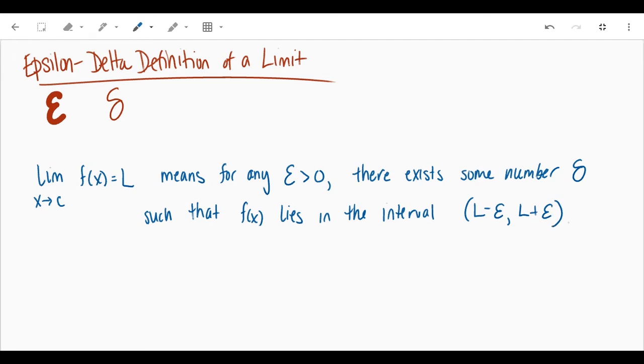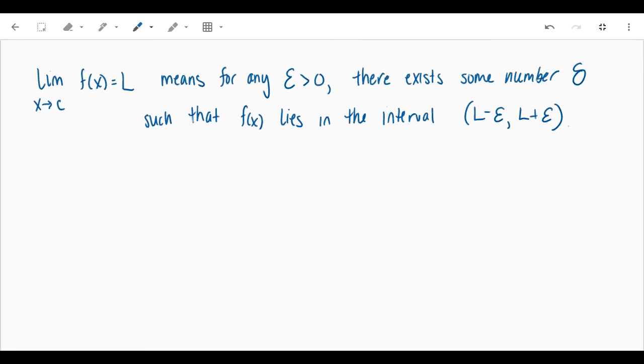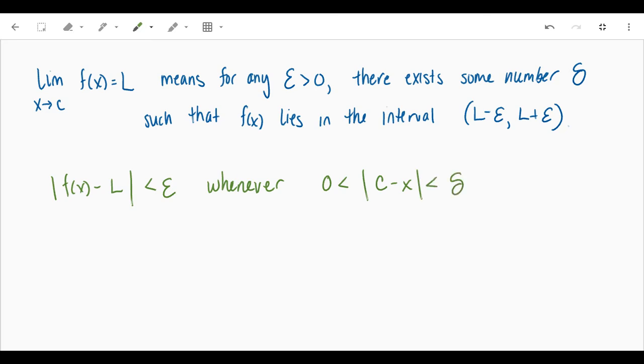Okay. In symbols, what that means is the absolute value of f of x minus L is less than epsilon whenever 0 is less than the absolute value of x minus c, which is less than delta, with x not actually equal to c.